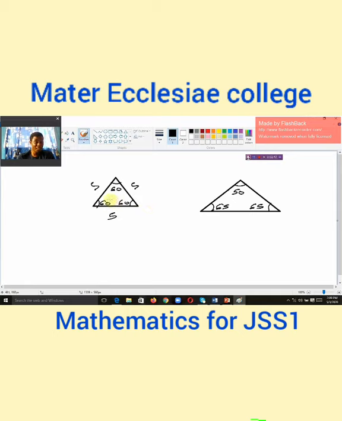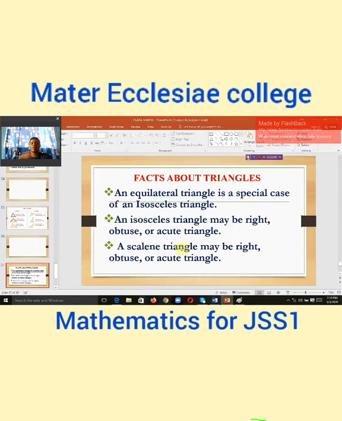This is an isosceles triangle. It satisfies the properties of an isosceles triangle: the base angles are equal, and the two sides are also equal. But look at this one. The base angles here are equal, but are all the angles equal? No, it's not equilateral. So all equilateral triangles are isosceles, but not all isosceles triangles are equilateral triangles. So let's take the next part.